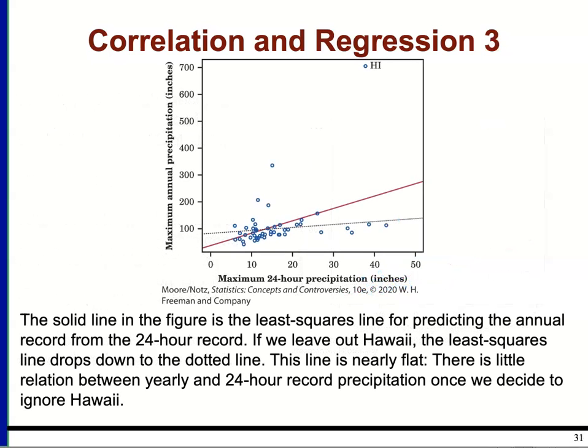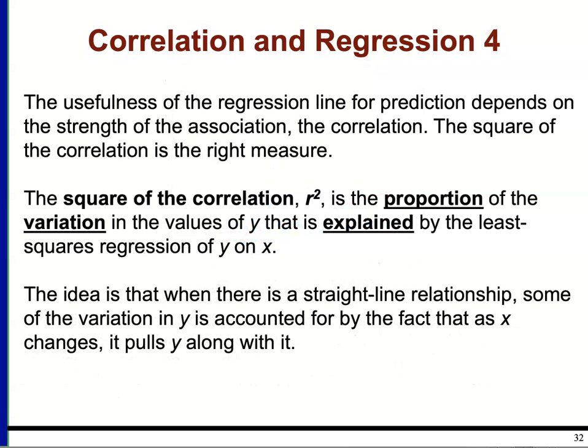The red line is including Hawaii, and the dotted line is when we don't include Hawaii. So when Hawaii is in our data set, it makes us look like there is a positive relationship here. But because that outlier was so strong, when we remove it, we actually end up with this relatively flat line, which indicates that there's really not a relationship between a daily amount and the yearly amount.